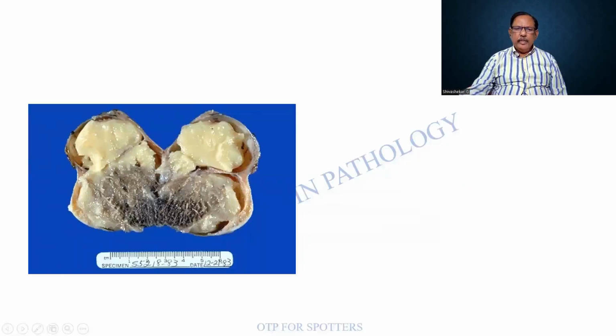This is a gross picture obviously, and I am finding not a normal tissue but a tumor, and it is having multiple cystic spaces. Look at this one, and then this is another one. It is filled with pasty sebaceous material. This black area is probably tufts of hair which are there. They are stuck because of the sebaceous material.